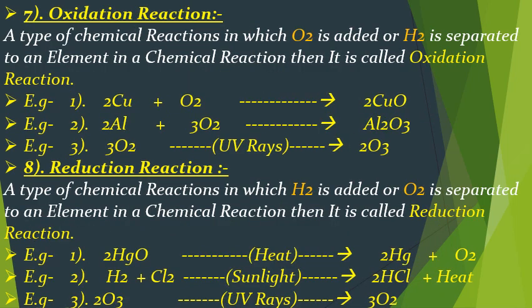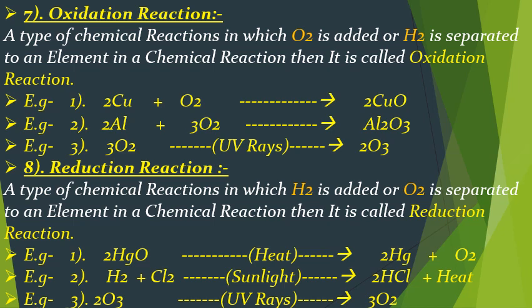Oxidation reaction: a type of chemical reaction in which oxygen is added or hydrogen is removed from an element in a chemical reaction is called an oxidation reaction. First example, copper plus oxygen: there is addition of oxygen. In this type of chemical reaction, oxygen is added to an element to form copper oxide in the first example, and in the second example, oxygen is added to aluminum to form aluminum oxide. Third is oxygen in the presence of ultraviolet rays forming ozone gas.